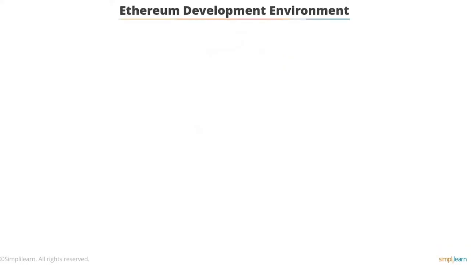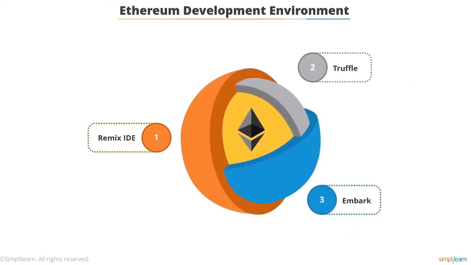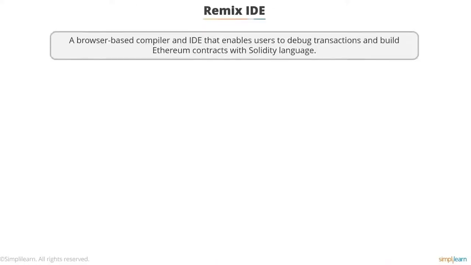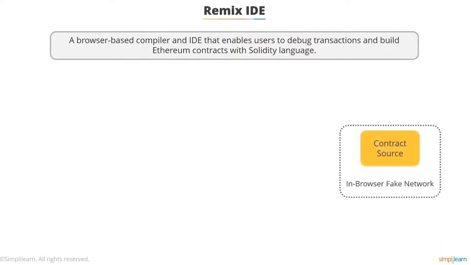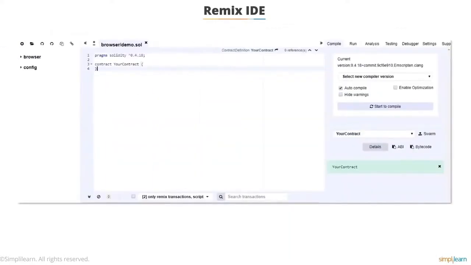Ethereum Development Environment. The three commonly used Ethereum development environments include Remix IDE, Truffle, and Embark. Let's understand these environments in a little more detail. Remix IDE. Remix IDE is a browser-based compiler and IDE that enables users to debug transactions and build Ethereum contracts with the Solidity language. You can simply log on to the web-based editor, write the code, and compile it to create the bytecode in order to test your code. The next slide shows how Remix looks.